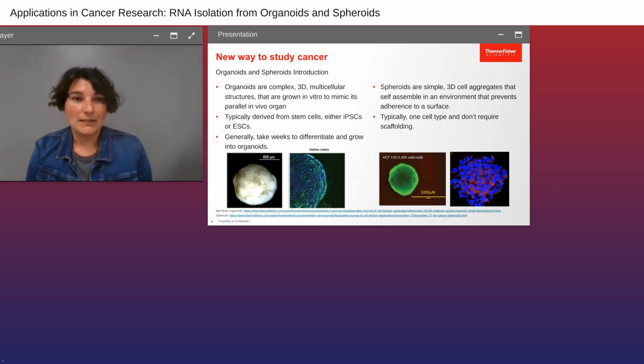The other type of 3D culture that we'll be talking about today are organoids, and these are much more complex. They're 3D as well, multicellular generally. Different types of cells go into the structures that create these organoids. They are grown in vitro to parallel the organ found in vivo. They can be derived from stem cells, either iPSCs or ESCs, and they generally take weeks to differentiate into those organoids. And today's data will be using midbrain organoids that were differentiated by some of our colleagues here at Thermo Fisher Scientific, starting from some ESCs that were differentiated down a path to create midbrain organoids. So that's the type of organoids that we used here.